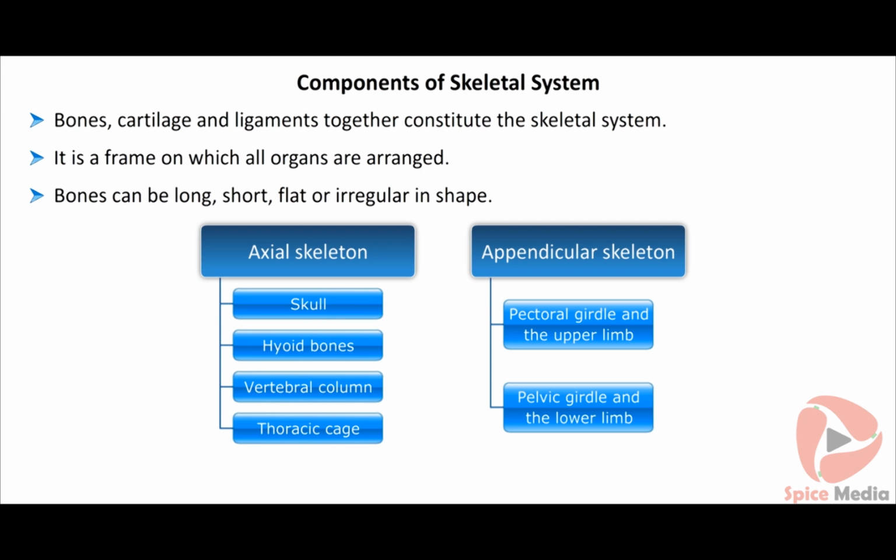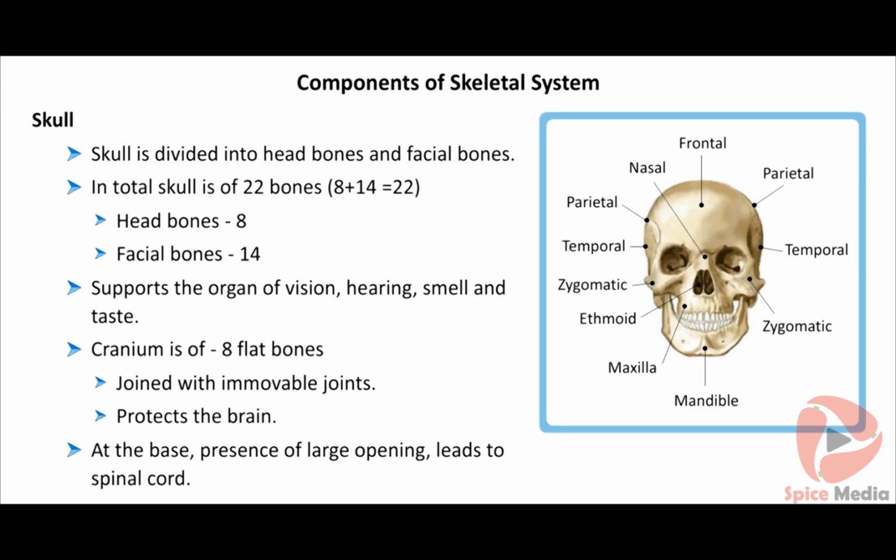The bones can be long, short, flat or irregular in shape. The human skeletal system is divided into two categories: the axial skeleton and the appendicular skeleton. Axial skeleton is the upright axis of the body. It consists of skull, hyoid bones, vertebral column and thoracic cage.